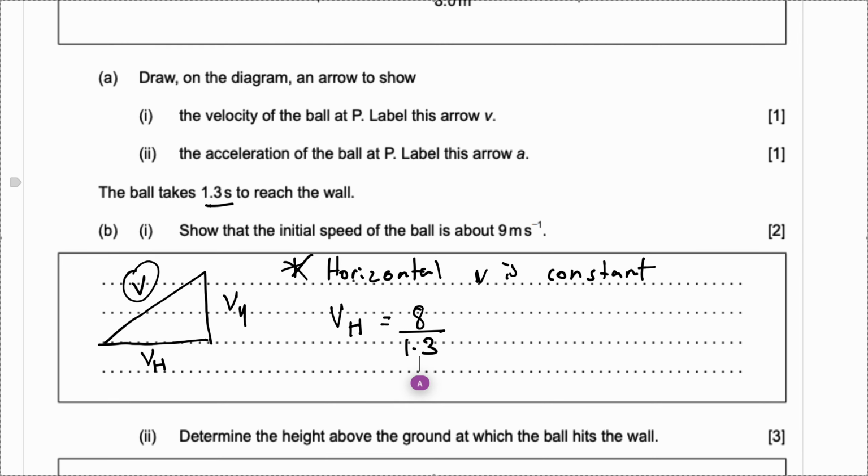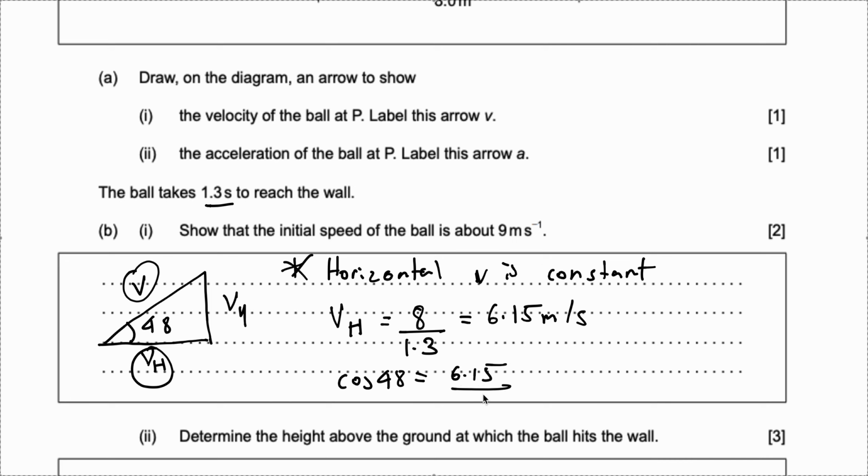And so when we put this in our calculator, we get that the horizontal velocity, 8 over 1.3, is 6.15 meters per second. That's the horizontal velocity, but that's not done yet. Now, can we use any trigonometric ratios to get V? Well, we have the adjacent side and we need to find the hypotenuse. So we can use cosine. We know this angle is 48 degrees, so cosine of 48 is equal to the adjacent over the hypotenuse. So that's equal to 6.15 over V.